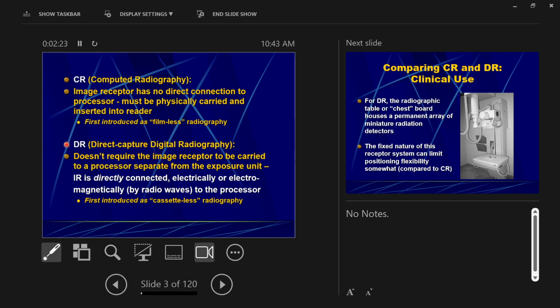Whereas DR stands for direct capture, or I just usually refer to it as direct radiography, okay? Converse, or opposite to CR, there is a direct connection between the image receptor and the computer, okay? This does not require the image receptor to be carried to a processor separate from the exposure unit. The IR, image receptor, is directly connected electronically or electromagnetically, like by Wi-Fi, to the processor.